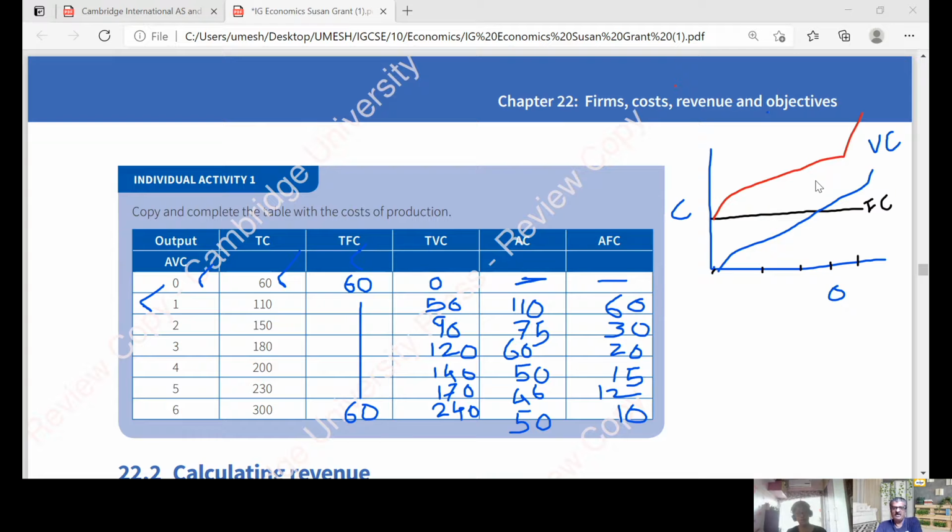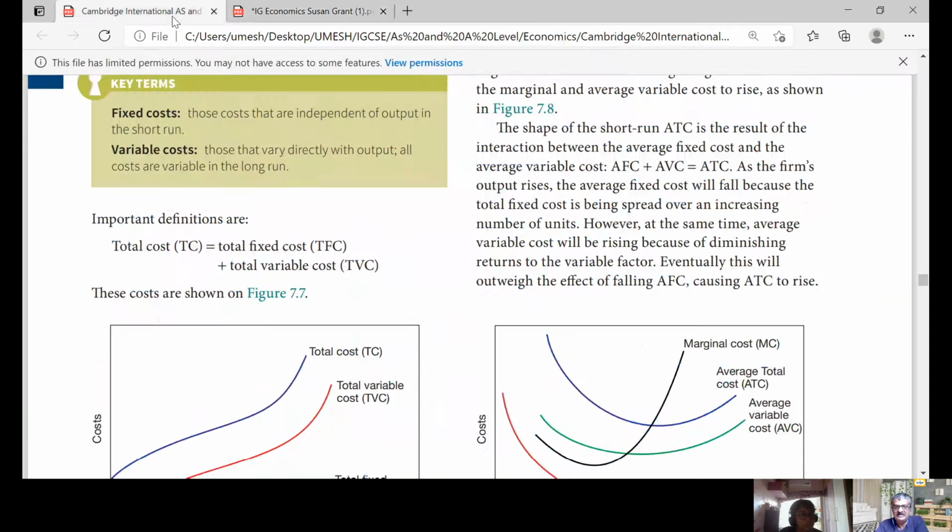Okay, no issue. Now here they say that whenever the fixed cost is there, as the output increases, the same fixed cost, because it is not increasing, it is divided. Earlier it was 1 output, then 2, 3, 4, 5, and 6. So as you go on increasing your output, your average fixed cost will come down. That is what they want to convey to you here.